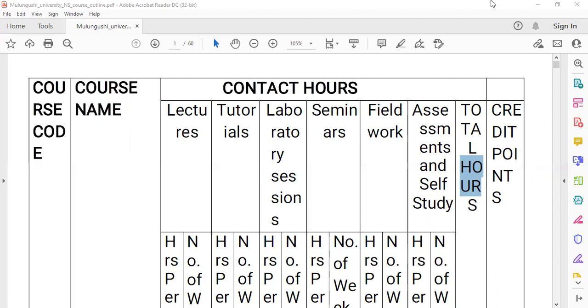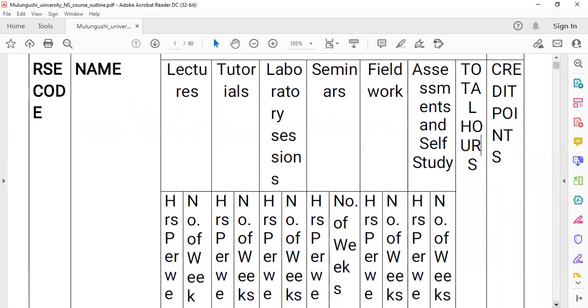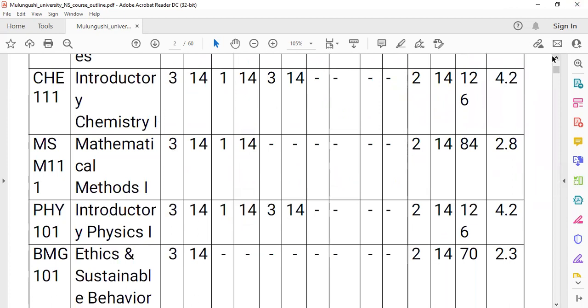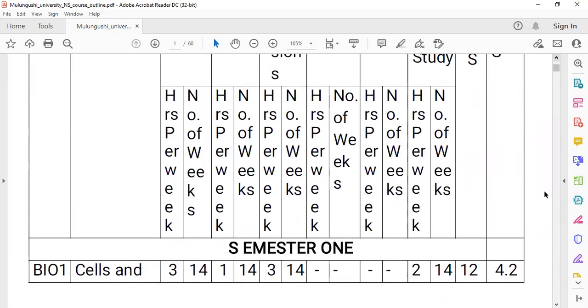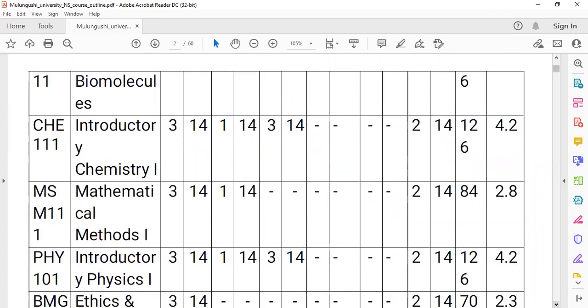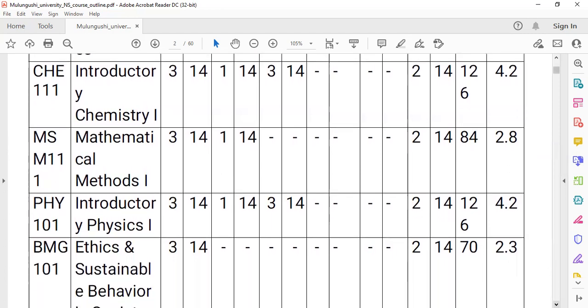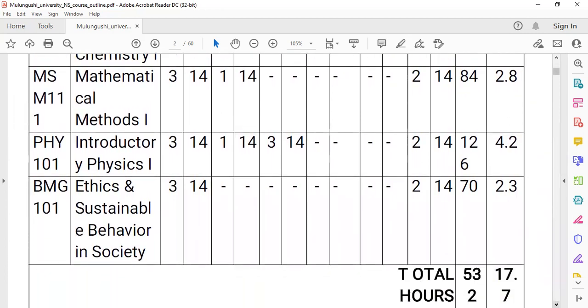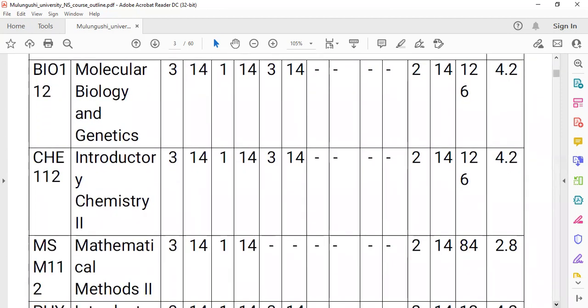These are basically the hours, which are not part of our concern. These are the courses involved at Mulungushi in natural science. We have the code, right here, then the description. We have BIO111, which is cells and biological molecules. Then CHE111, introduction to chemistry 1, MSM111, mathematical methods 1, PHY101, introduction to physics 1, and BMG101, ethics and sustainable behavior for first years currently at Mulungushi.